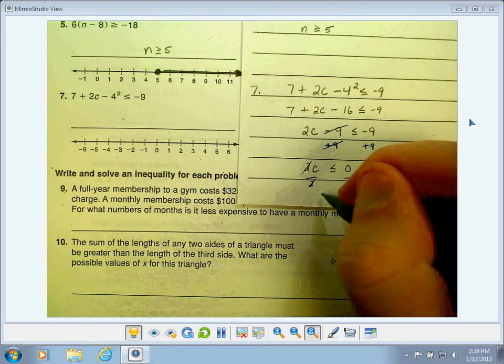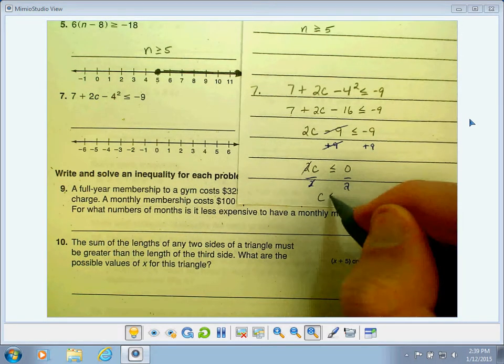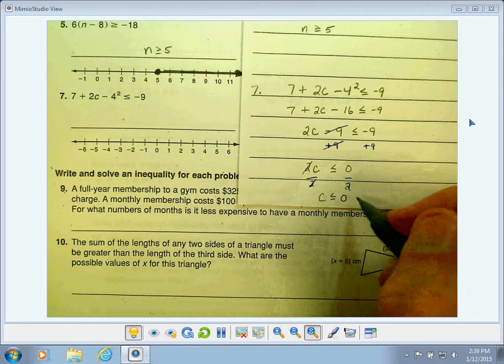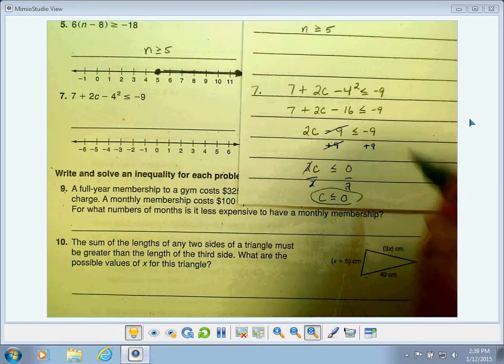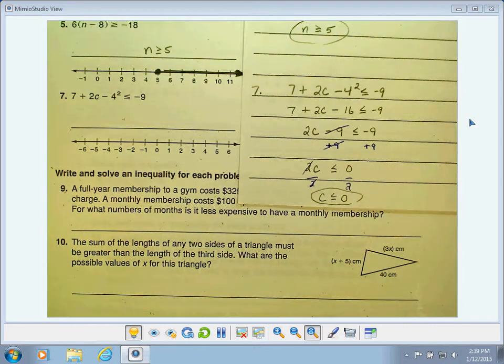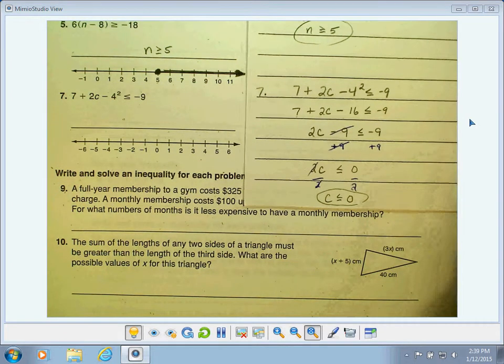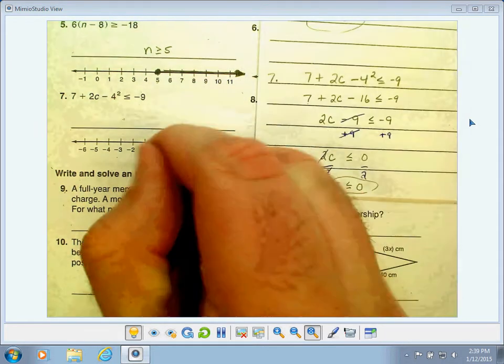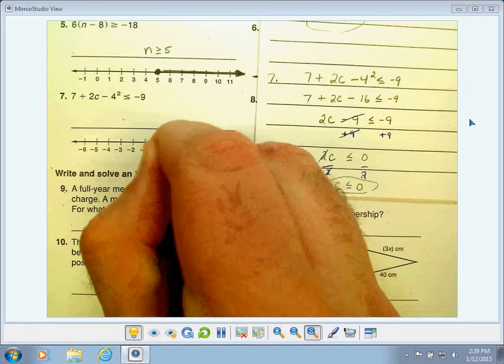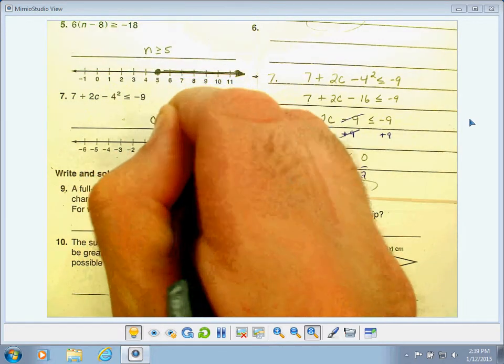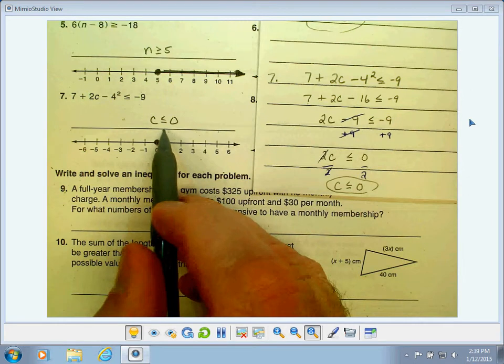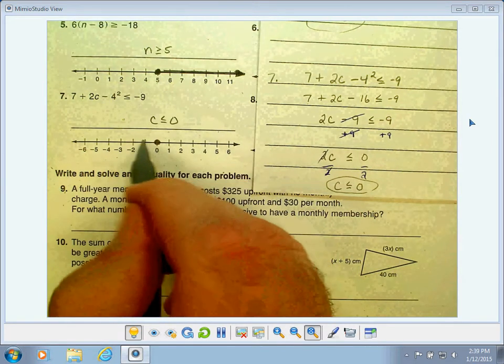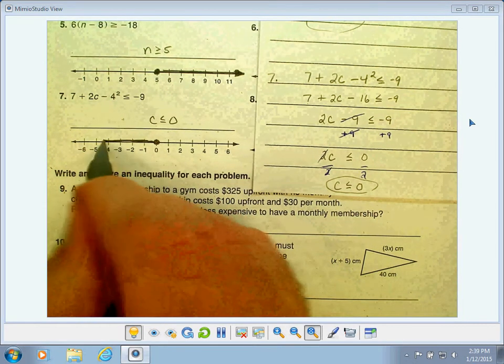it comes out to be that c is still less than or equal to 0, since 0 divided by 2 is still 0. So our final solution here is c is less than or equal to 0. So if I go to the number line, I got to put a closed circle on 0 because I'm graphing less than or equal to 0. And where's the stuff less than 0? Everywhere here.